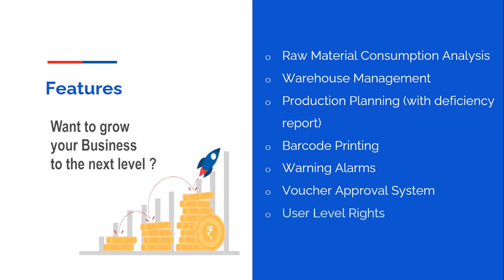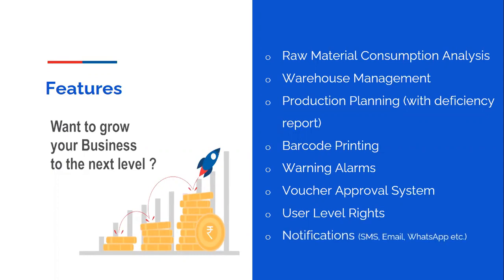The next point is user level rights. Busy software has two types of users, super user and sub user. You know that the super user has all the rights. The super user can create sub users and can provide rights according to the user roles.